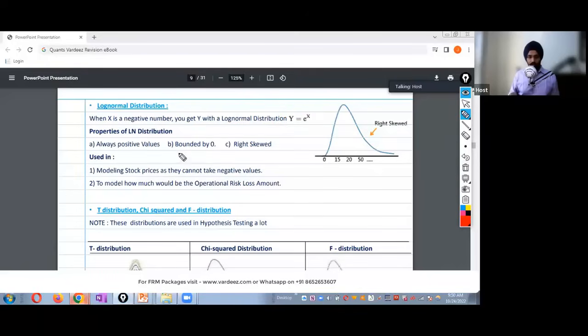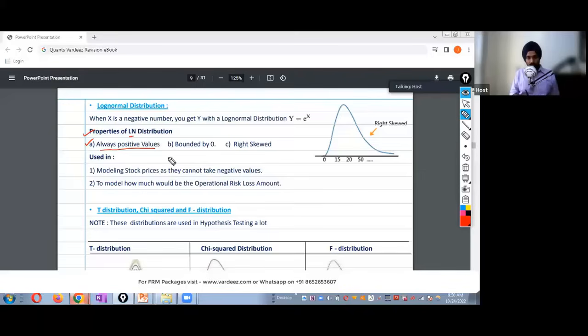Okay, so what are the properties of log normal distribution? It always has positive values. So good. I mean, if you want to model your stock prices, we know that stock prices can take positive values. The lowest it can go is 0, not below that, right?